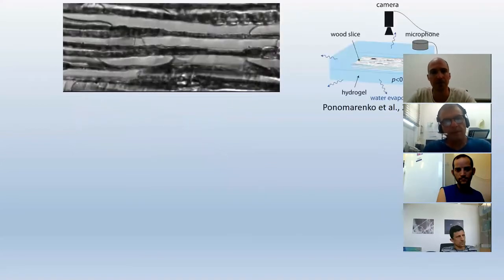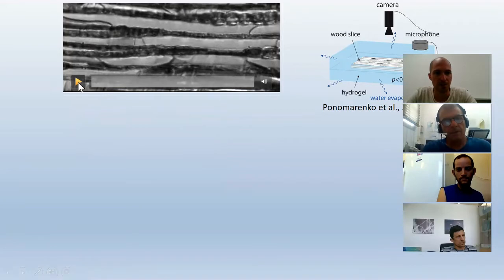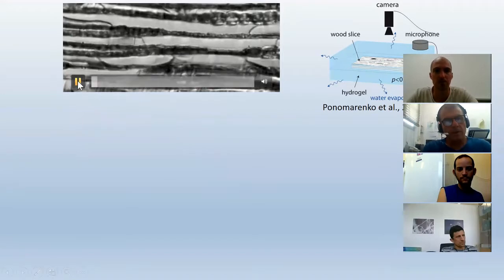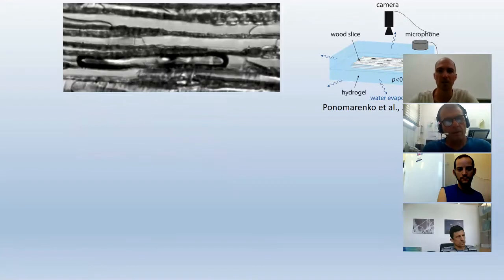And I have here a very nice example from my friend and colleague, Alexander Ponomarenko. He took a thin slice of wood and he dried it. Because it was so thin, it was transparent. While he was drying it, he was imaging it with a super speed camera. At some point he saw a cavitation event. You can see right here, a gas bubble appears and it spreads into the conduit. This is a conifer, so it's tracheids.